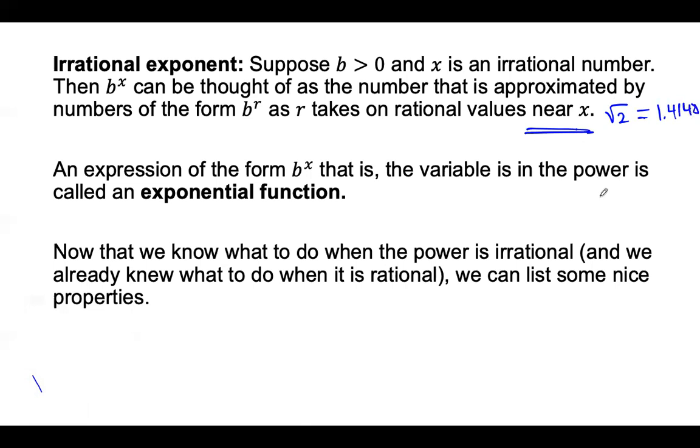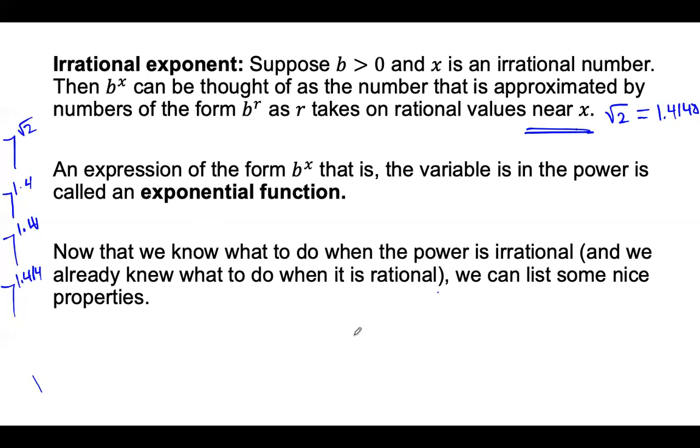I won't get into every little detail, but we get closer and closer to this value. So 7 to the exponent square root of 2, well, that's equal to, we can approximate like 7 to the exponent 1.4, and then 7 to exponent 1.41, etc. And then the next power, and continue on. So an expression of this form, b to the exponent x, that is, a variable as the power, is called the exponential function. So we know what to do when the power is irrational, and we already knew what to do when it was rational.